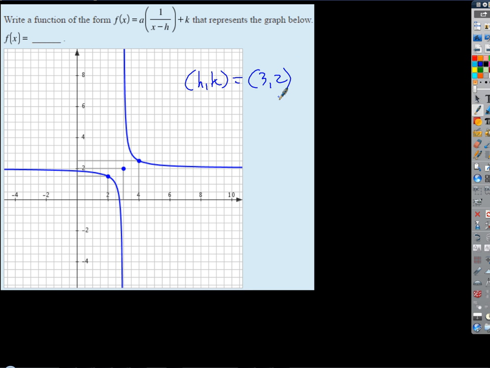Okay, now what about a? What's a this time? Up 1. Okay, it looks to me like normally we would go over 1 and up 1. But we're going over 1 and up how far? 0.5, yeah. Okay, so a is 1/2 or 0.5, whatever you want to call it, right? So then we'd end up with f of x equals 1/2 times 1 over x minus 3 plus 2. Right? Everybody agree? Okay.